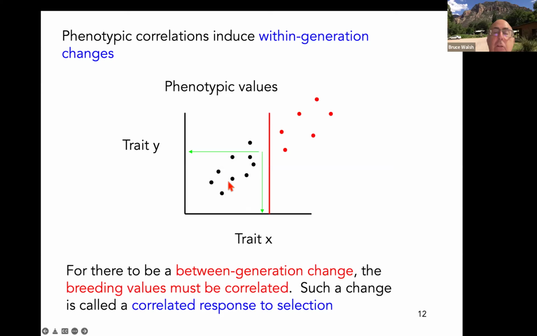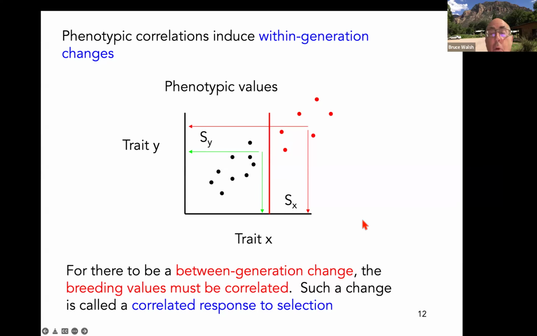So now I've replaced that ellipse with simply dots. These are actual individuals. And the red are the individuals that I've saved, and the black are the individuals that I haven't saved. So there's the overall mean for trait X and trait Y beforehand. And if you take the mean in this wedge here, so there's the new mean. So there's a change in trait X, a differential. There's a change in trait Y, a differential. That's a within generation change.